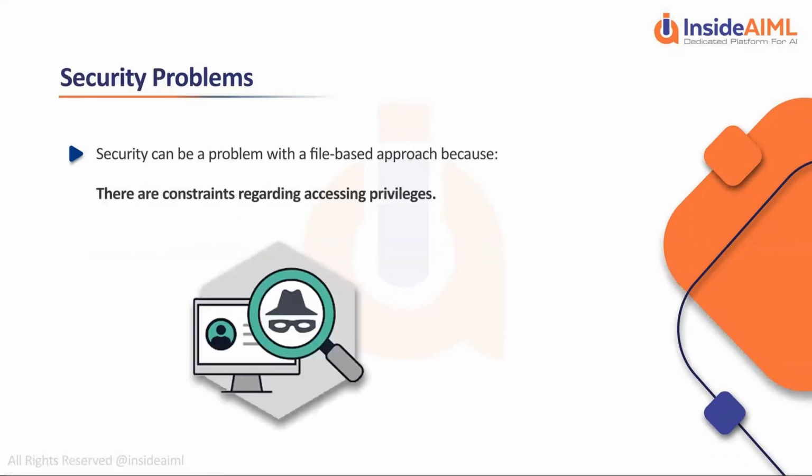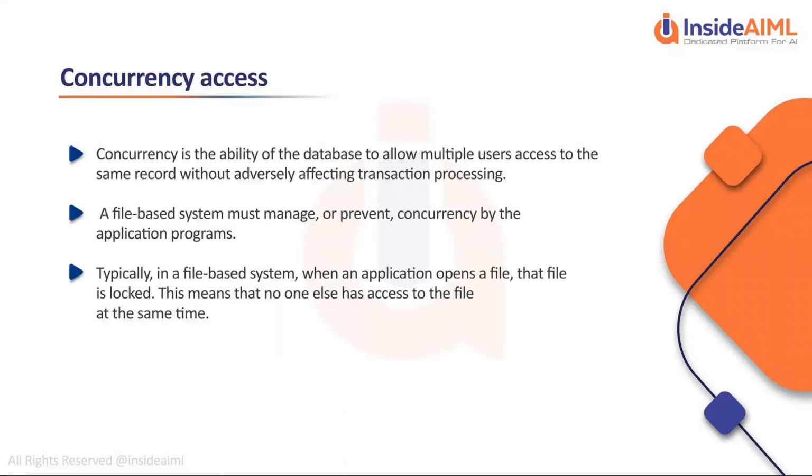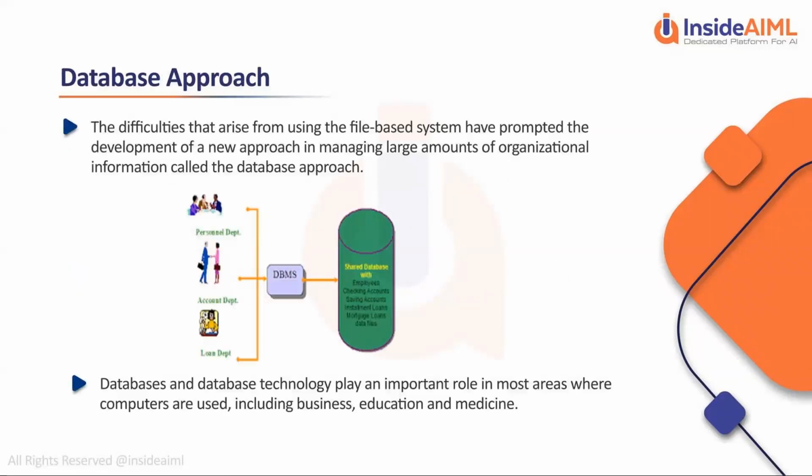And as I told you, there was a security problem, right? If you have downloaded the data, you can access almost all the information that is stored in that particular file. And we have this concurrency access, which allows multiple users to access the same record without affecting transaction processing. A file-based system must manage or prevent concurrency by the application program.